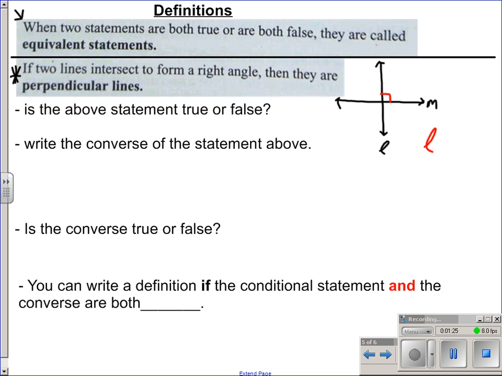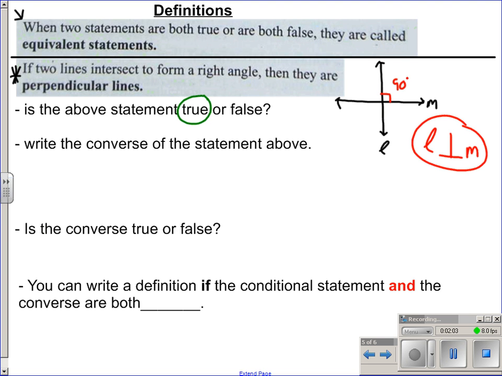What you'll see as far as notation is this. It's like an upside down capital T. Line L is perpendicular to line M. This is the notation and how you read it. Line L perpendicular to line M. It's an upside down capital T. It means the lines are perpendicular, which means you have a right angle, which means you have a 90-degree angle there. Okay? So, is that statement true or false? If two lines intersect to form a right angle, are those lines perpendicular? Yeah, of course, that's true.